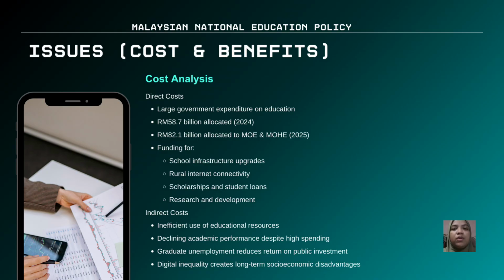However, we must also evaluate the indirect costs. When student academic performance declines despite high public spending, it indicates an inefficient use of educational resources. Furthermore, high graduate unemployment reduces the overall economic return on this public investment, while persistent digital inequality creates long-term socio-economic gaps that slow down our nation's progress.